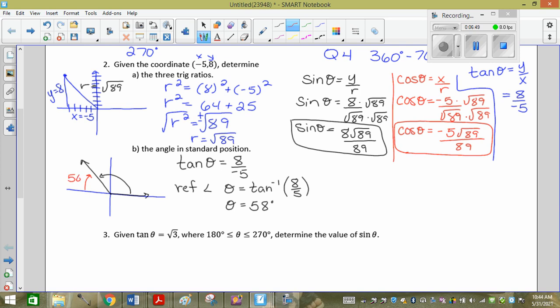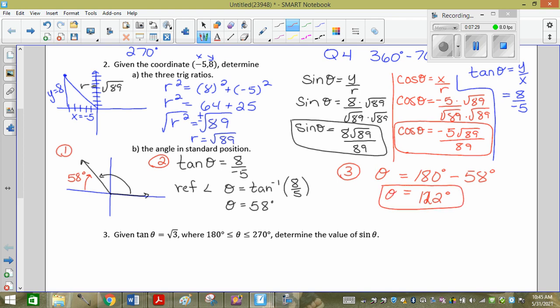So this is 58. Wait, I'm in quadrant 2. So this is step 1. Step 2: when I'm in quadrant 2, I follow the same steps always. Quadrant 2, theta equals 180 minus the reference angle. So I'm going to get 122. Oh, it's not 60. 122, because 180 minus 58 is 122. So theta equals 122.